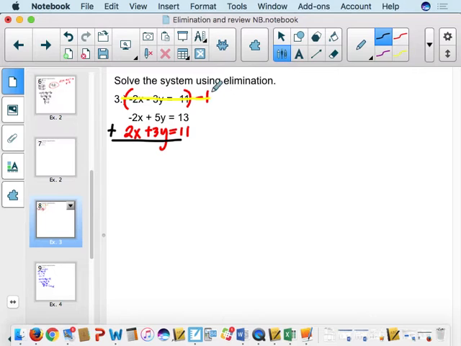If you would have added without multiplying by negative 1, when you added, you would have got negative 4. So now negative 2 and positive 2 eliminate. 5y and 3y make 8y, and 13 plus 11 is 24. Divide both sides by 8, and y now equals 3.